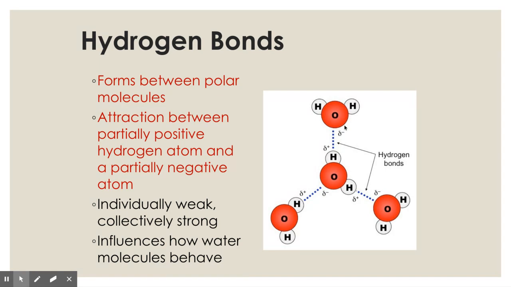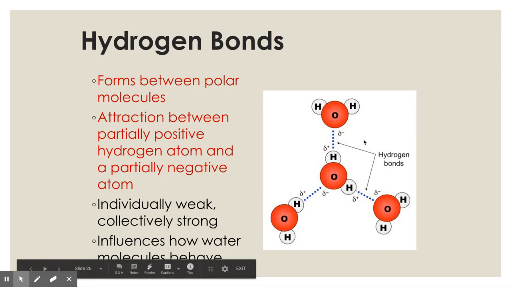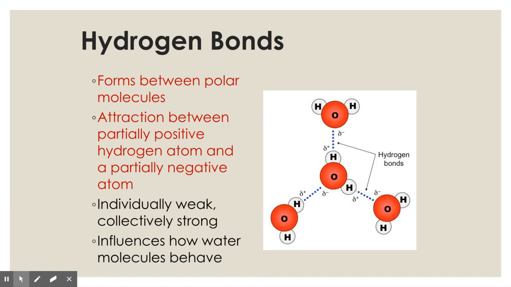So this oxygen is slightly negative. It has this slight attraction to the hydrogens that are slightly positive. And we can see that throughout the arrangement of these molecules. And again, individually, this is weak and it can break apart. But collectively, it makes a very strong sort of interaction.